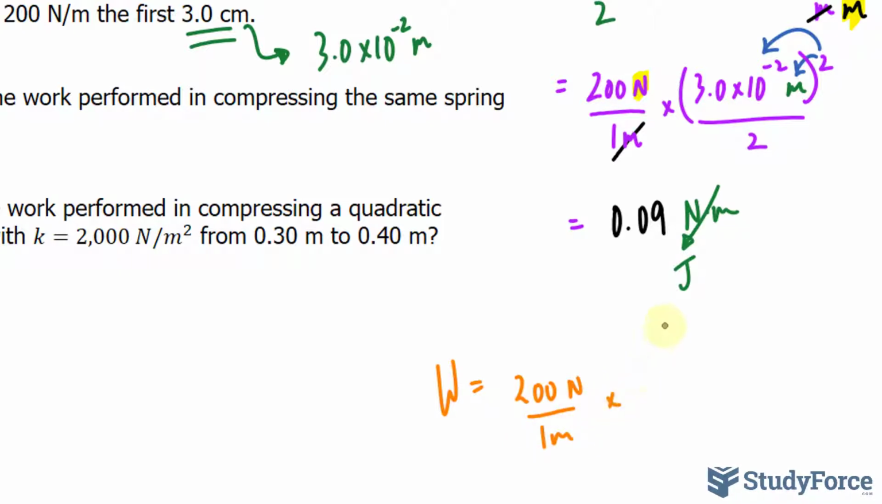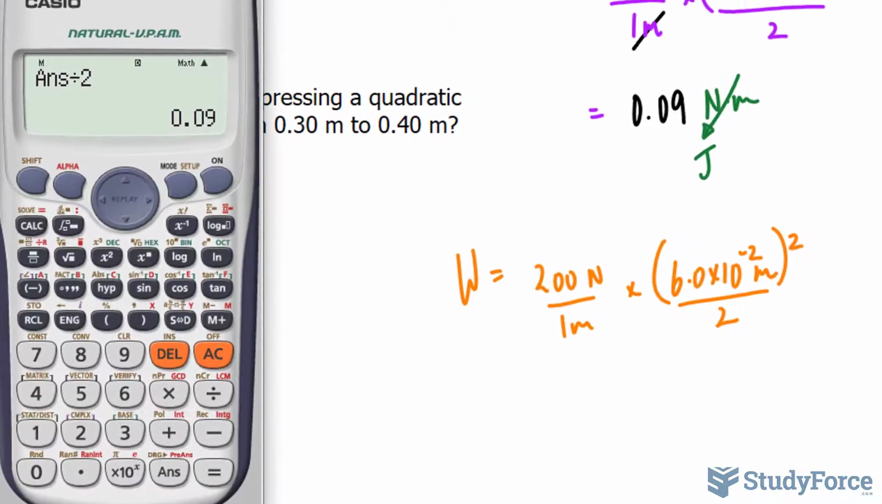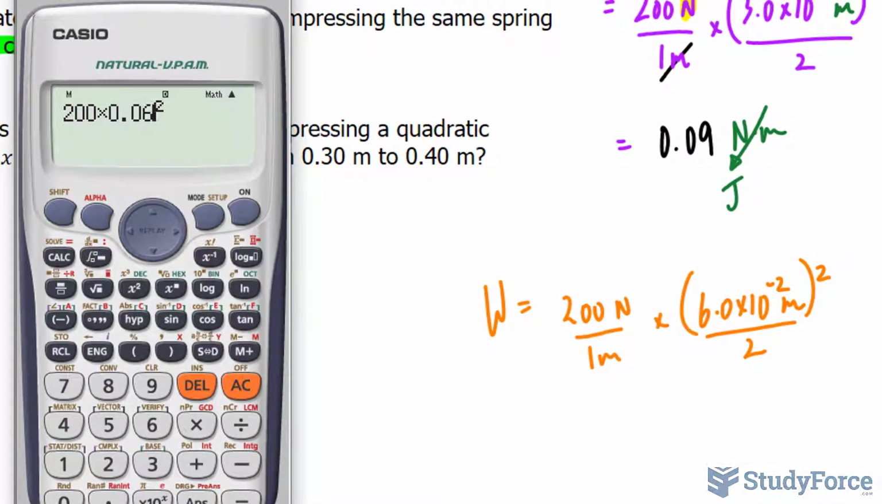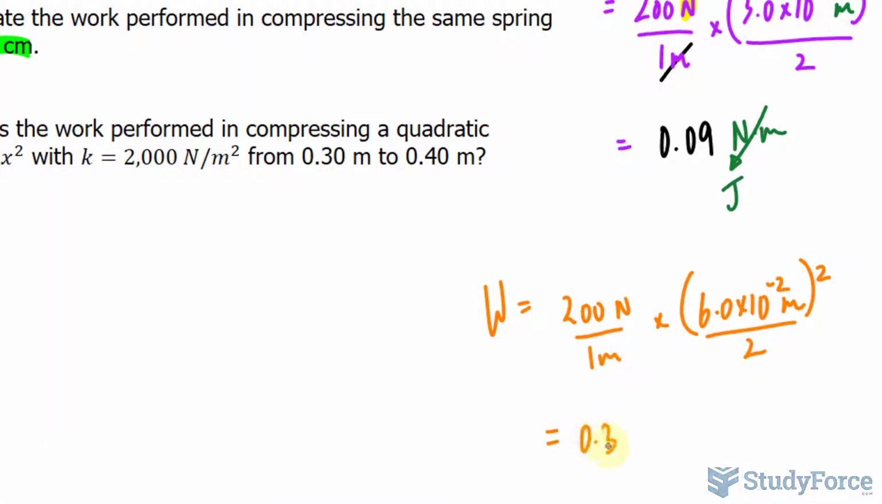So we have work is equal to the same thing as before, 200 newtons per 1 meter times, now remember the displacement here is 6, we're going from 0 to 6, so 6.0 times 10 to the power of negative 2 meters raised to the power of 2 over 2. And rather than showing you the cancellation process, let me just replace this with 6 and then divide by 2, and that is the amount of work from 0 to 6. 0.36 joules. Like I said, I'll subtract this amount from that, and that is equal to 0.27 joules. That's the amount of work that you need from 3 to 6 centimeters of displacement.